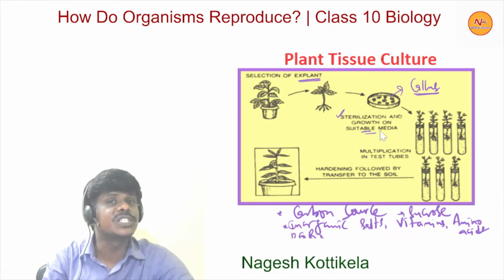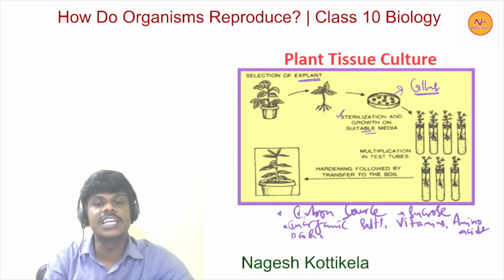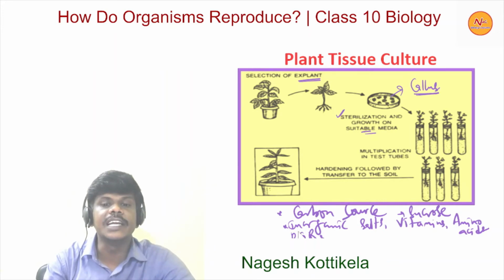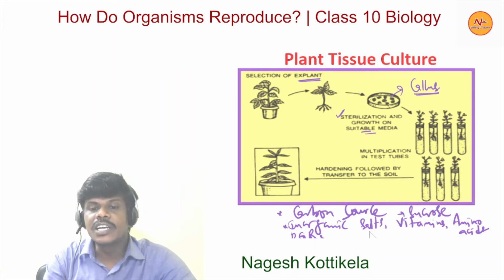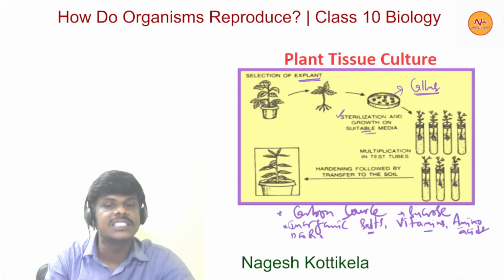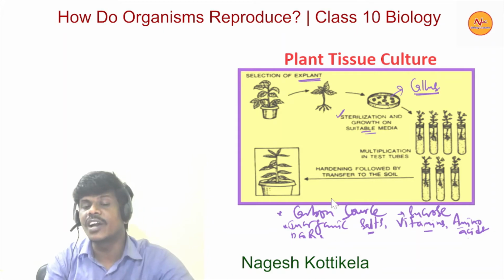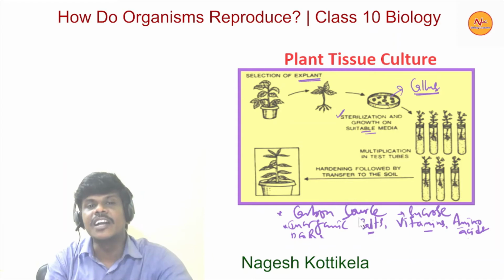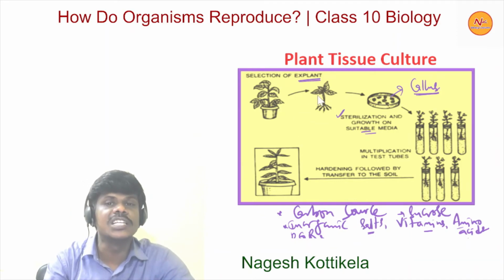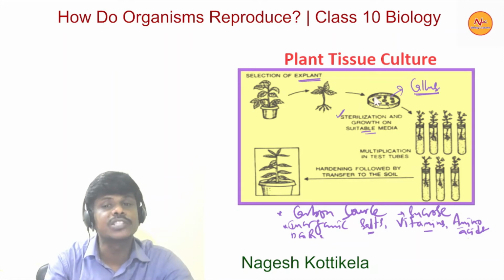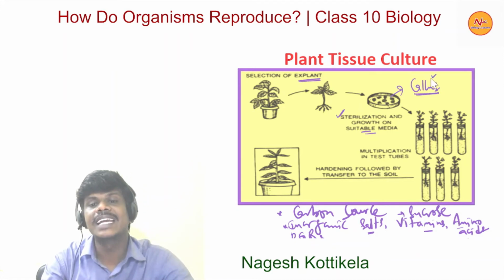I repeat this once again. The nutrient medium should contain a carbon source like sucrose. It should contain inorganic salts, vitamins, amino acids, and plant growth regulators like auxins, cytokinins, etc. So in presence of all these favorable conditions, the plant cells or tissues grow as an undifferentiated mass of cells. That is what we call callus.